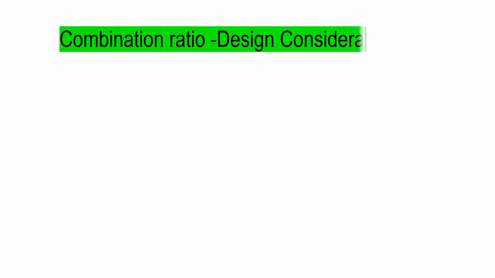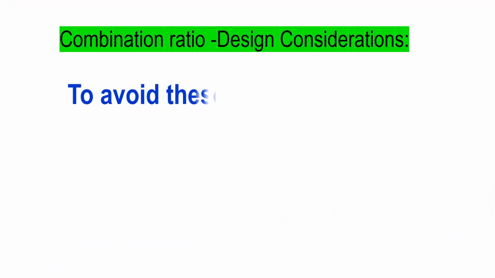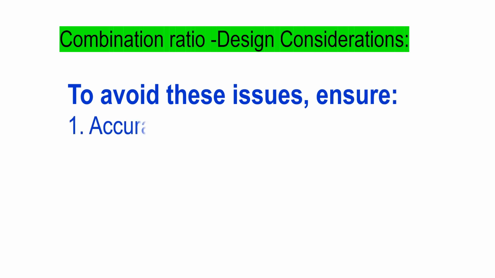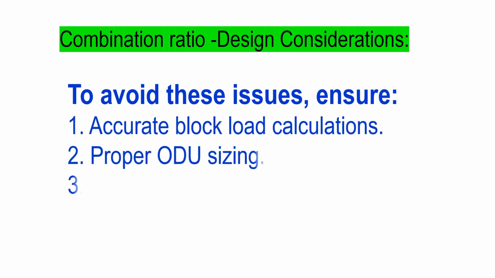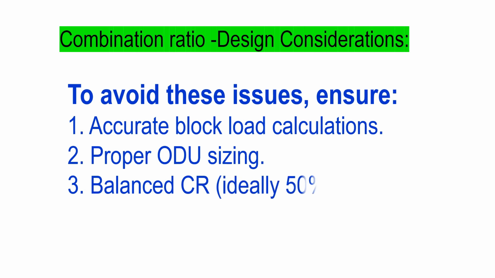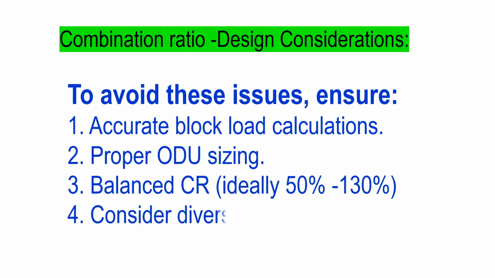Combination ratio design considerations. To avoid these issues, ensure: 1. Accurate block load calculations. 2. Proper ODU sizing. 3. Balanced combination ratio, ideally 50% to 130%. 4. Consider diversity factors.